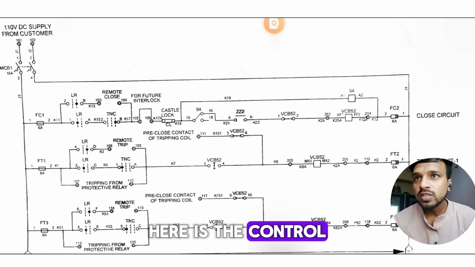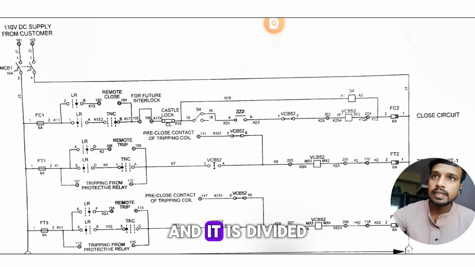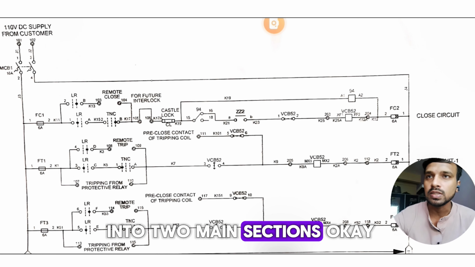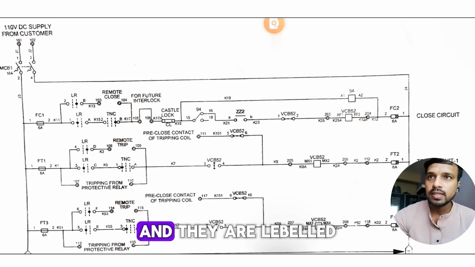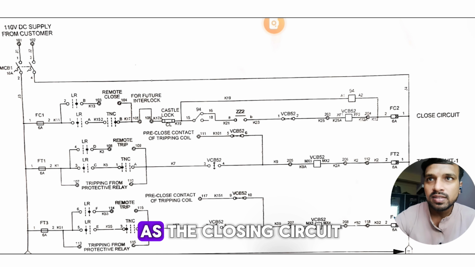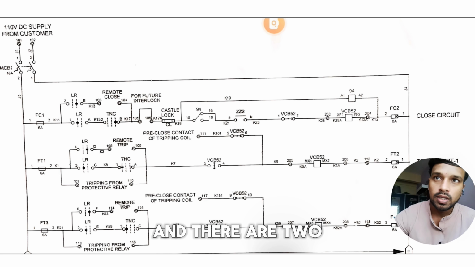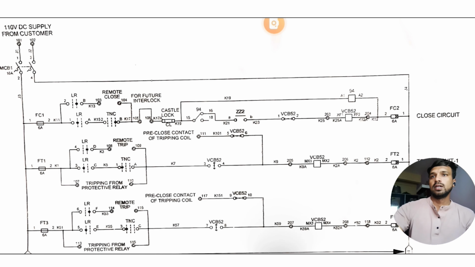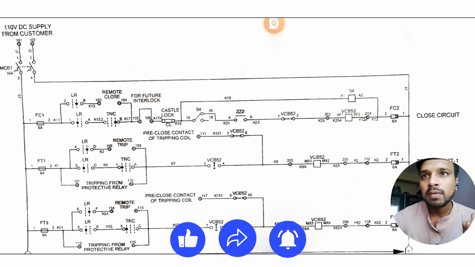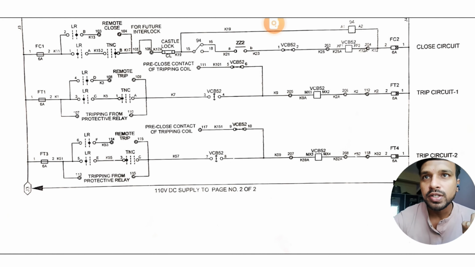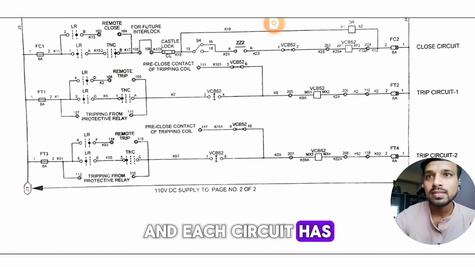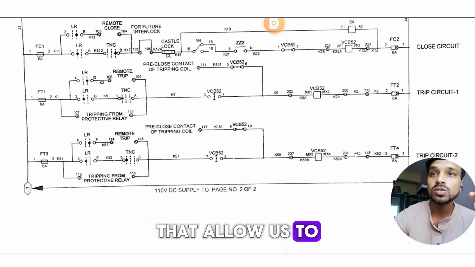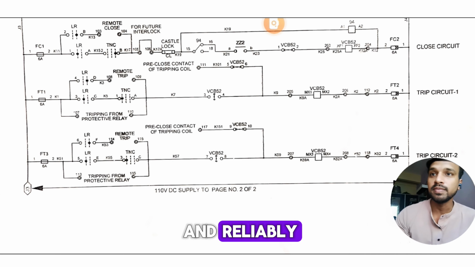So here is the control schematic we are working with, and it is divided into two main sections. Okay, and they are labeled as the closing circuit, and there are two tripping circuits, labeled as trip circuit 1 and trip circuit 2. So you can see here. Okay, and each circuit has key components that allow us to operate the breaker safely and reliably.